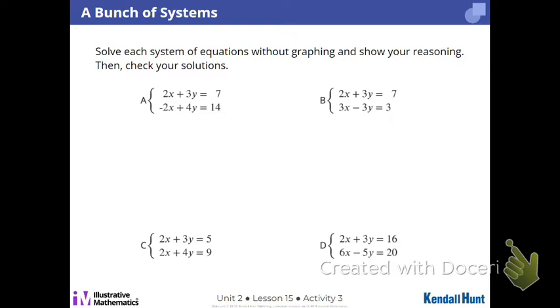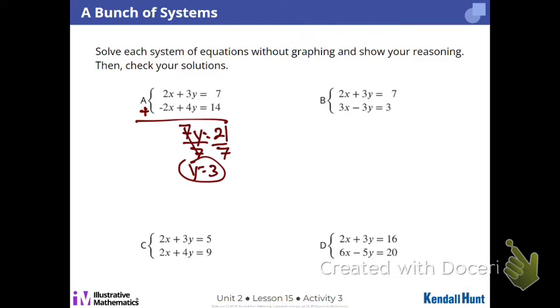As I'm looking at this first one, I'm looking for something to cancel because I want one variable, because one variable has one answer. I see that the 2x and negative 2x cancel if I add, which means that 7y equals 21. Is everybody good with where I'm at here? And that means that y has to equal 3. That's not my answer, right, Elliot? My answer has to be what? An ordered pair.